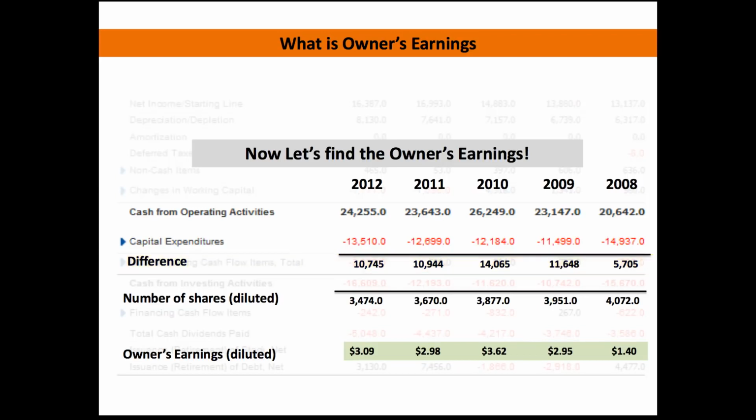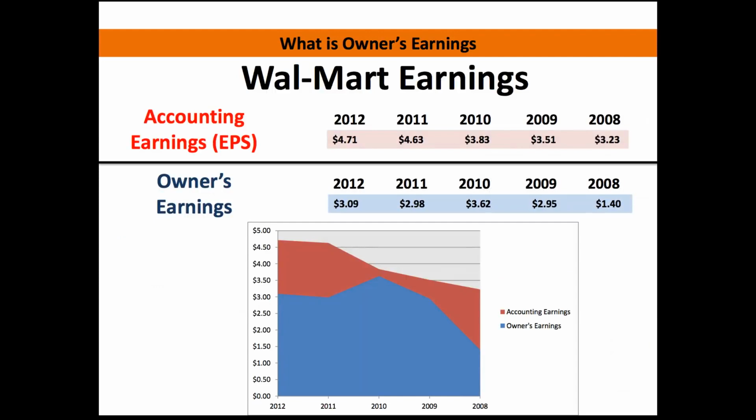And in order to figure it out per share, we're just going to divide that difference by the number of shares diluted, and then at the bottom you can see we have the owner's earnings diluted, which for 2012 it was $3.09, and down to 2008 where it was $1.40. Okay, so let's put these two numbers right next to each other. Let's look at the EPS that was the accounting number, and then let's look at the owner's earnings EPS and see what we came up with. Okay, so here's that right now.